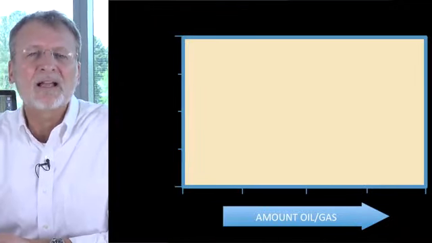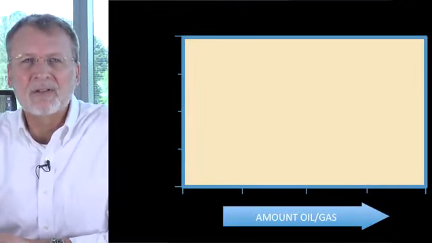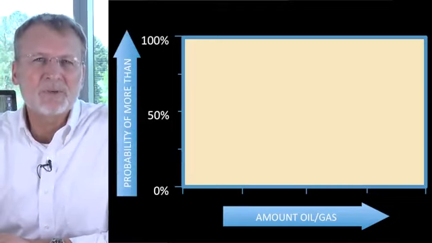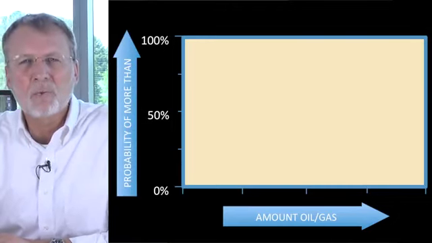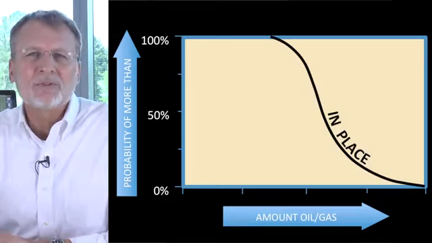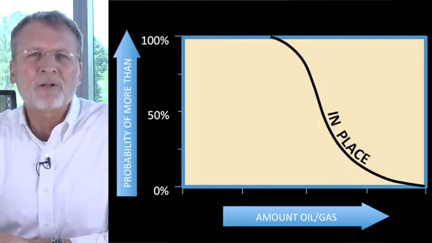A good way to think about reserves versus resources is in terms of inverse cumulative distributions. That's just a fancy name for plots in which the amounts of oil and/or gas increase along the x-axis, while the probability of exceeding an amount ranges between 0% and 100% along the y-axis. The inverse cumulative distribution for in-place resources follows a backwards S-shaped curve.